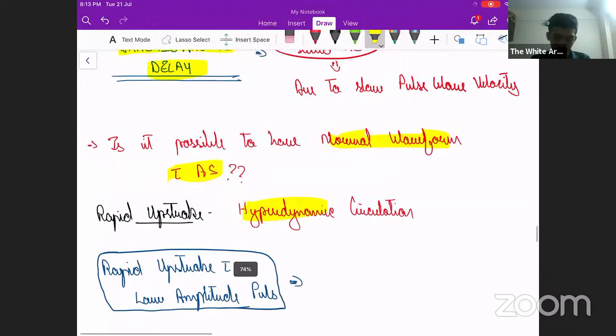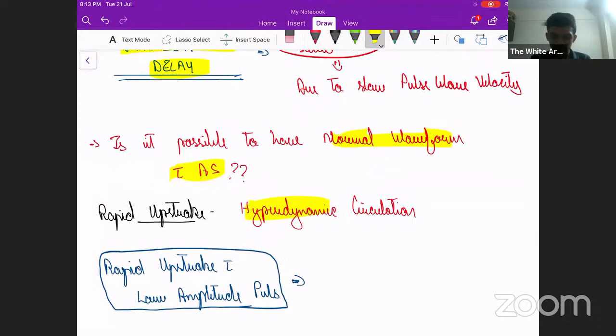But when does a rapid upstroke with a low amplitude pulse happen? Anyone with the answer? There are two conditions where you expect this. Actually, one of you answered that question earlier, giving the answer for something else. It was for this. Yes, Krishna Reddy.